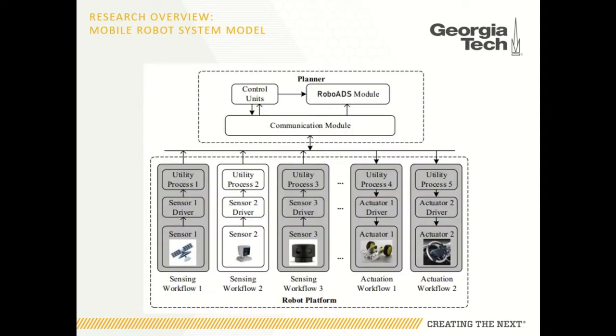This is the mobile robot system model. The planner is the control center of the robot. The robot interacts with the physical world through sensors and actuators on its physical layer. Physical signals go through sensing workflows and reach the planner. And the control units in the planner generate control commands to accomplish given missions. Control commands are executed in the physical world via actuators.